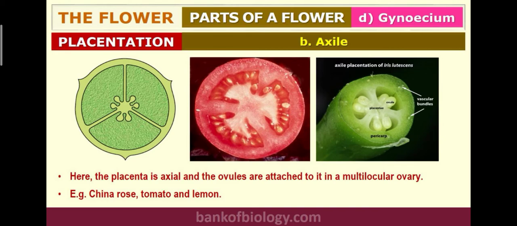Here the placenta is axile and the ovules are attached to the multilocular ovaries. ठीक है, देखो जैसे कि उसका अलग अलग chamber बना हुआ है, multilocular ovary है, और वो अलग अलग जगह पे जो seeds हैं, वो ovules हैं जो attached हैं. ठीक है. Example: china rose, tomato and lemon.